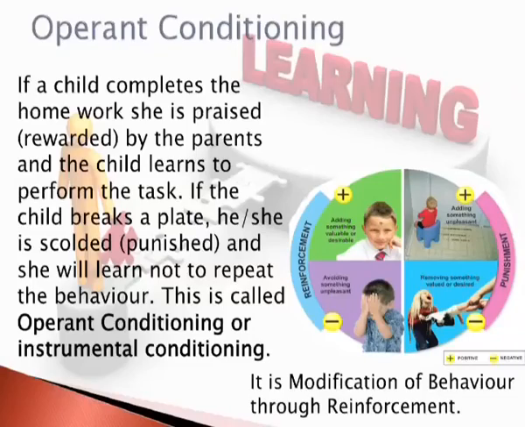Operant conditioning. The second type of learning which we will learn today, operant conditioning, is modification of behavior through reinforcement. If a child completes the homework, she is praised, rewarded by the parents, and the child learns to perform the task. If the child breaks a plate, he or she is scolded, punished, and will learn not to repeat the behavior. This is called operant conditioning or instrumental conditioning.